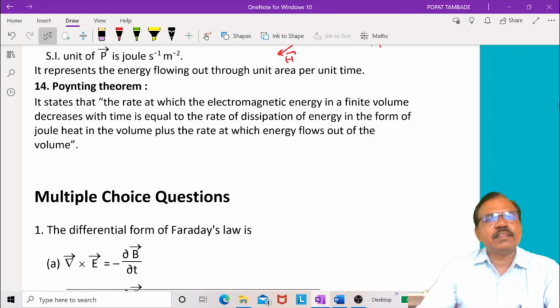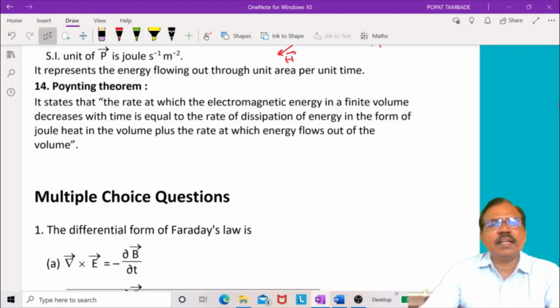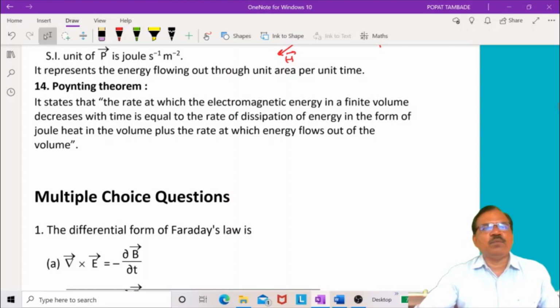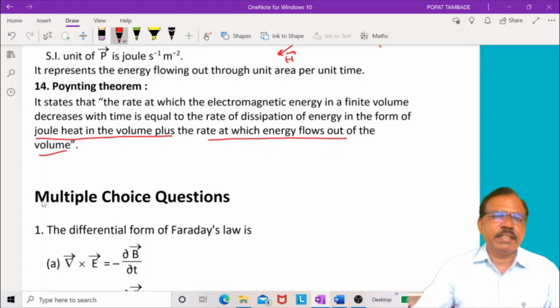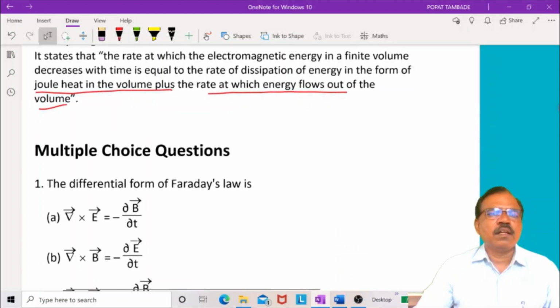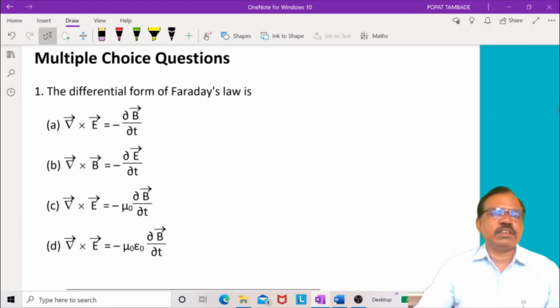And Poynting theorem states that the rate at which the electromagnetic energy in a finite volume decreases with time is equal to the rate of dissipation of energy in the form of joule heat in the volume plus the rate at which energy flows out of the volume. So this is Poynting theorem. Now we will go to multiple choice questions.